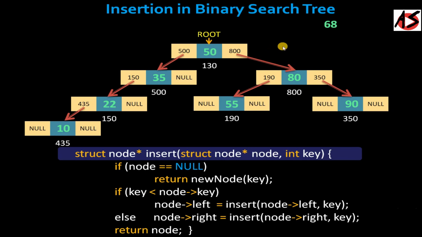Now you are taking one more element, that is 68. 68 is greater than 50, so you are going to the right side. 68 is less than 80, so you are going to the left side and then you are comparing it with the 55. 68 is bigger than 55 and this node has its right pointer null. So you update the right pointer, insert the node with key 68.